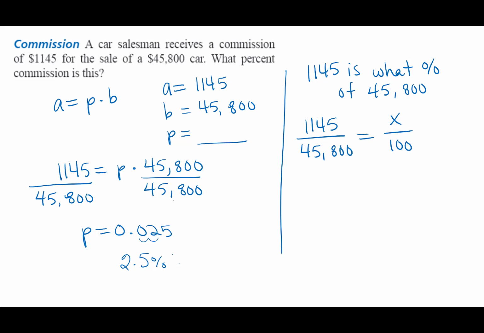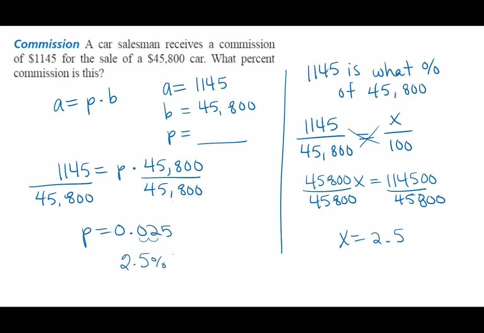And just for fun, let me just cross multiply over here. This will be 45,800x equals 114,500. We'll divide both sides by 45,800 and you get 2.5. Because when you're working the is over of method, it's going to come out with the exact percent, not the decimal version of the percent. So, as you can see, both methods produce the correct answer of 2.5. You just have to pick which way you prefer to solve the problem.